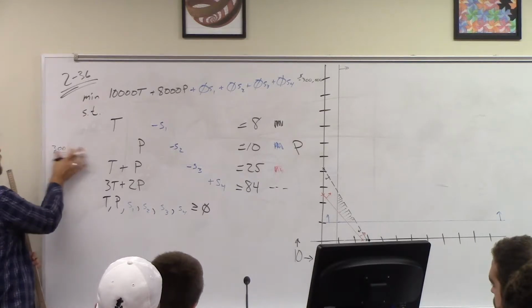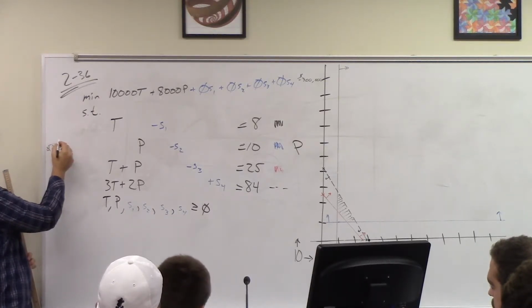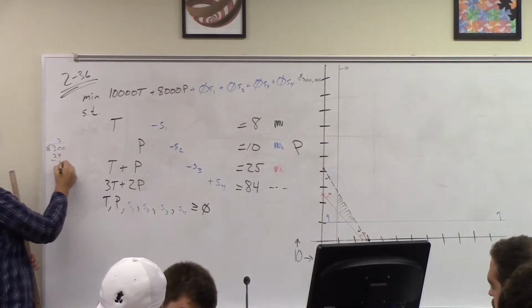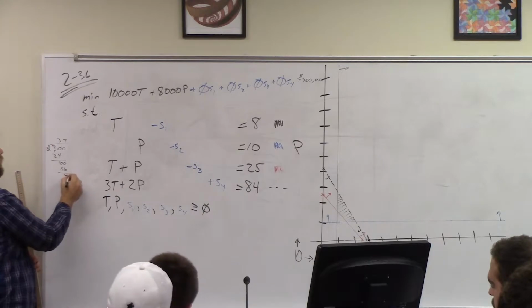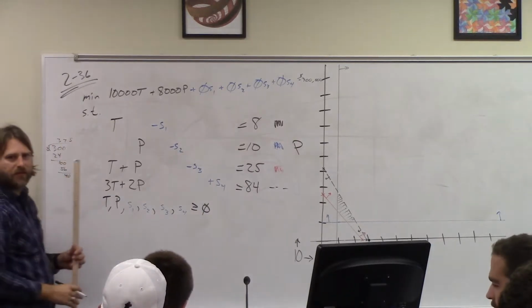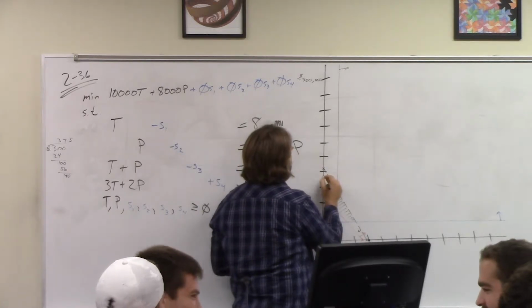300/8 is 3.7, right? 37 and a half? Yeah. 10, 20, 37 and a half.